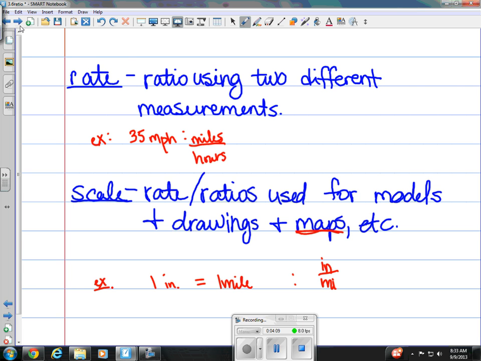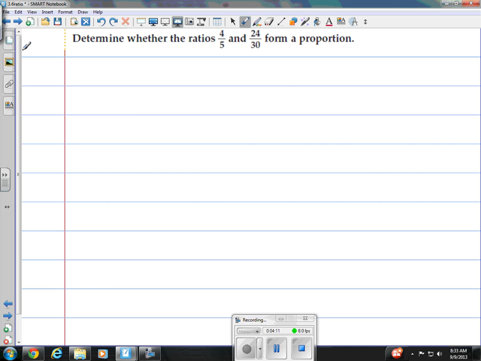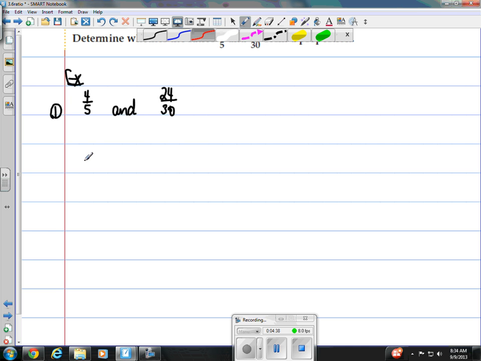Now let's look at some examples. So example 1, we're asked to determine whether 4/5 and 24 over 30 is a proportion. So we have 4/5 and 24 over 30. Now there's two ways to do this. There's two different methods. So I'm going to show you both methods.